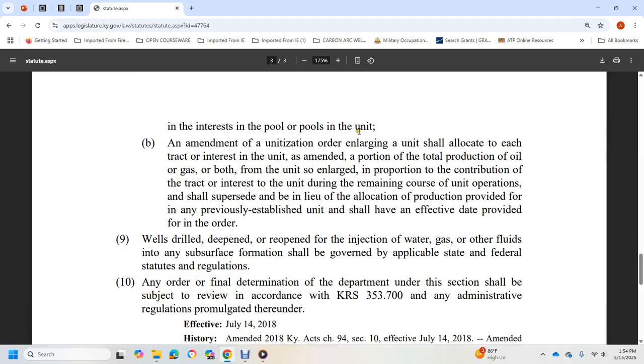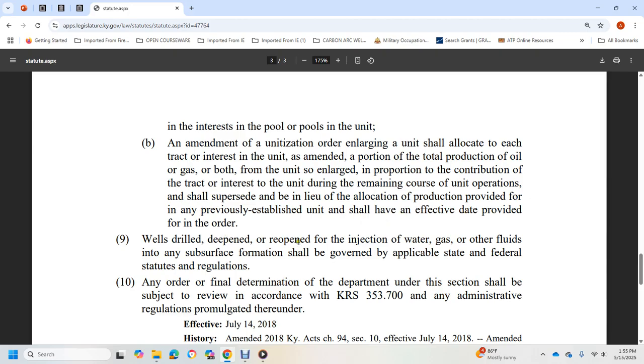An amendment to a unitization order enlarging the unit shall allocate each of the tract interests in the unit, as amended, a portion of the total production of oil and gas from the well of the unit, in proportion to the contributing tract with the interest during the remaining course of the unit operation. This supersedes and takes the place of the allocation of production provided for in any previously established unit, with an effect for the date of the order.